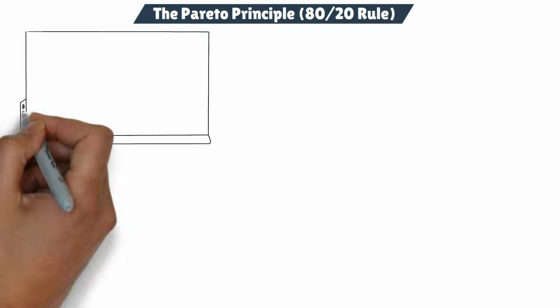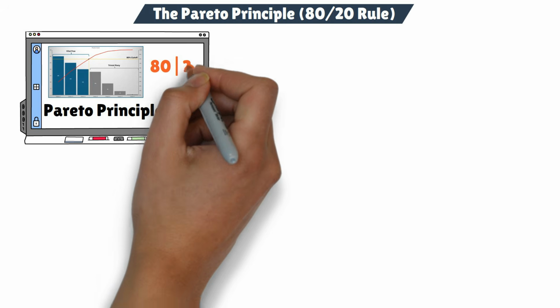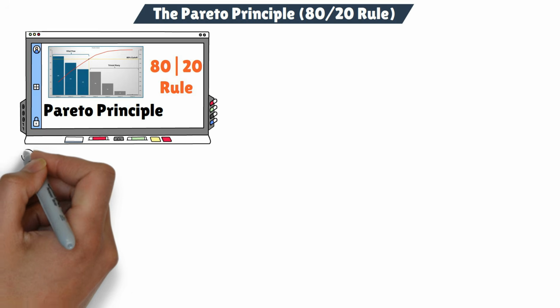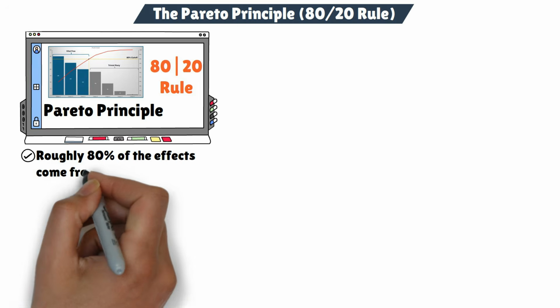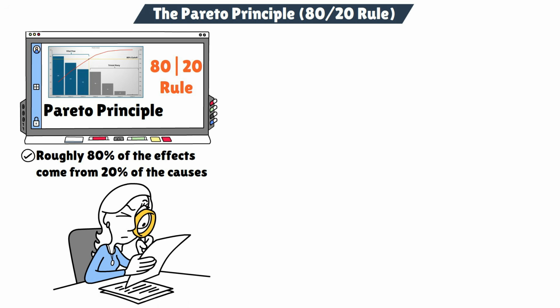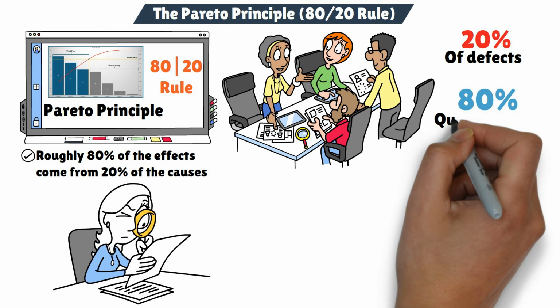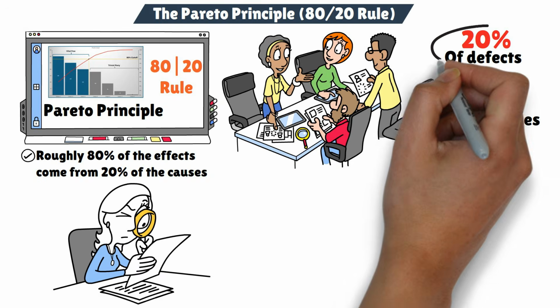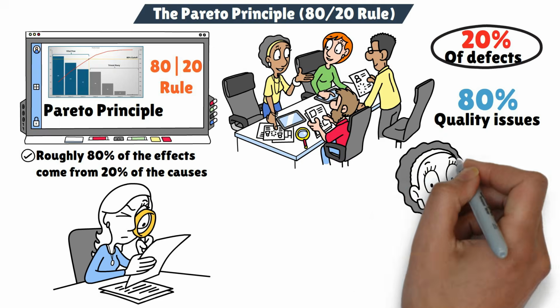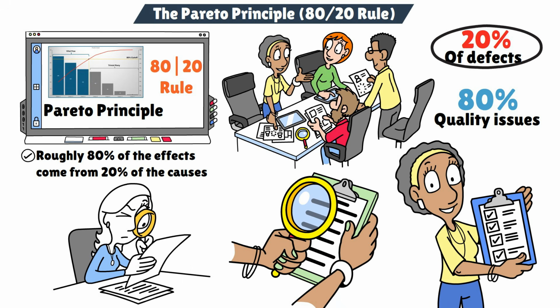The key concept behind the Pareto chart is the Pareto principle, also known as the 80-20 rule. This principle suggests that roughly 80% of the effects come from 20% of the causes. For example, in project management, you might find that 20% of defects cause 80% of the quality issues. If you focus on fixing that 20%, you'll resolve the bulk of your problems. It's an incredibly powerful way to prioritize efforts and improve efficiency.